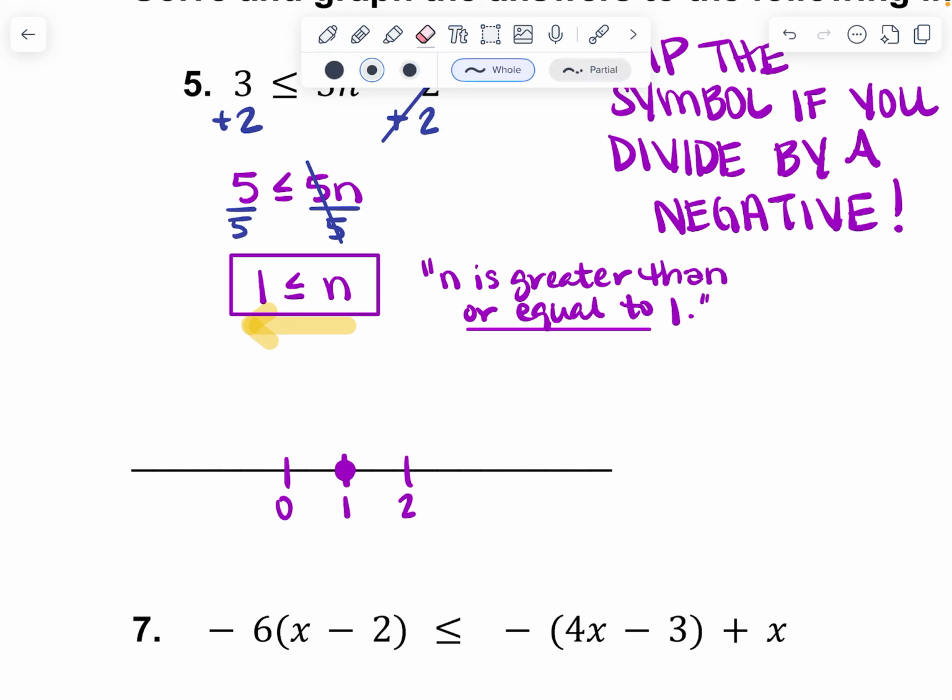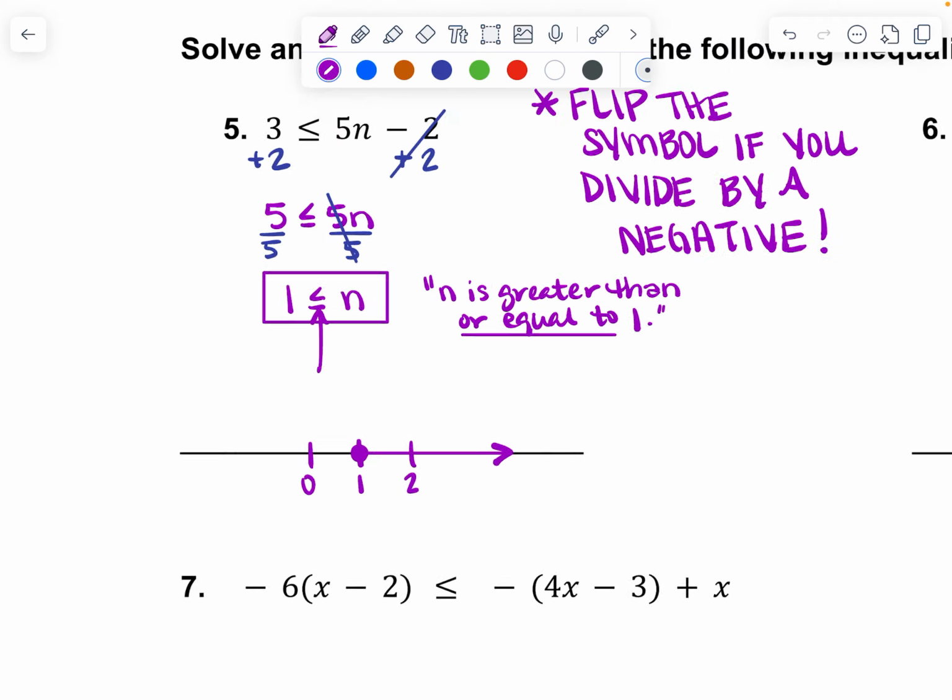And then we want to figure out where all the values of n are greater than 1. Well, all the values greater than 1 are clearly to the right, like 2, 3, 4, 5. These are all numbers greater than 1. Okay, so make sure that you are interpreting your answer correctly. And just because this is pointing to the left doesn't mean your arrow goes left, right? It depends on which side of the equation your variable is on. Okay? All right, I think I've harped on that enough.